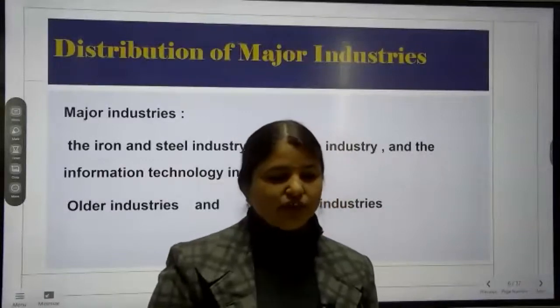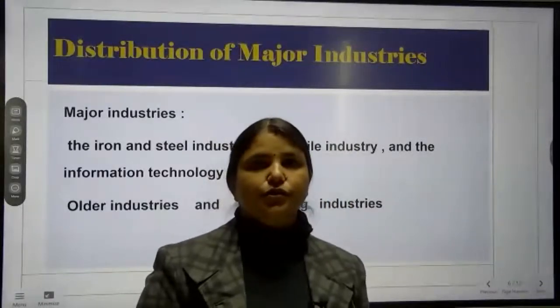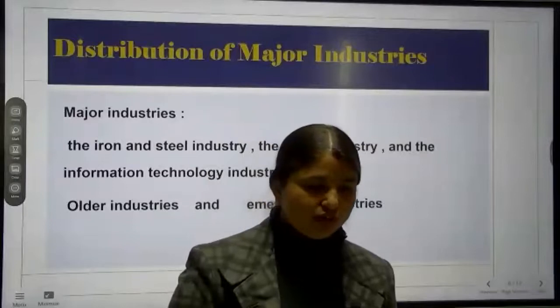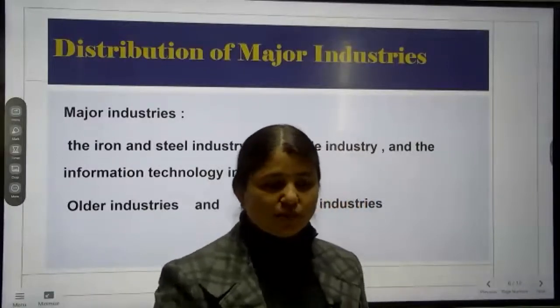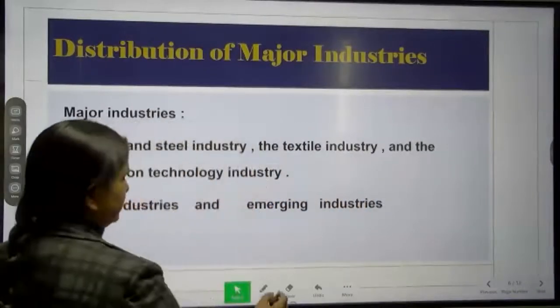Industrial cluster means a group of industries. Okay, now we will come to our next topic.